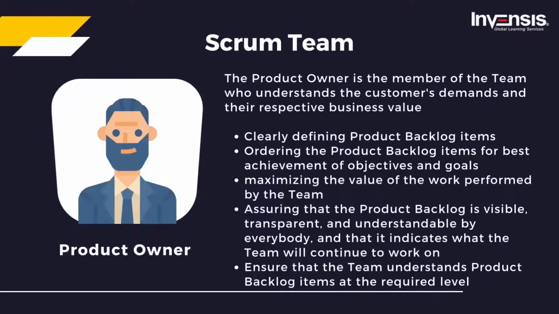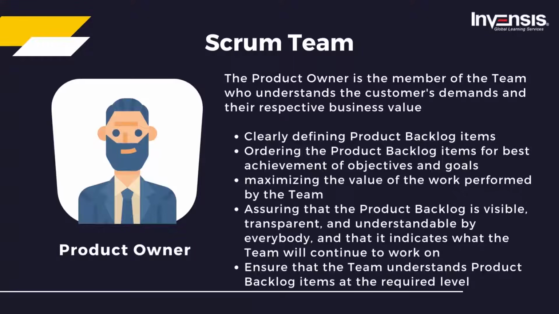Product Owner. The product owner is the member of the team who understands the customer's demands and their respective business value. Then, he or she may communicate the customer's desires and values to the Scrum Team. The product owner must understand the product's business case and client requirements. He must be ready to consult with the team to ensure that they are executing the product vision appropriately. In other terms, the product owner is accountable for managing the product backlog, which consists of the following items.